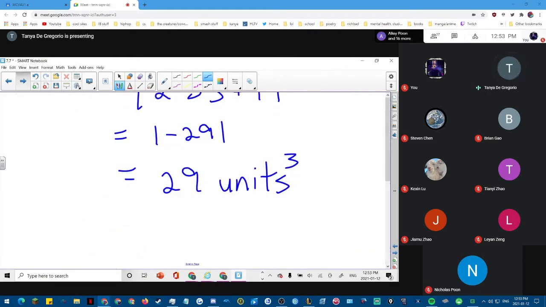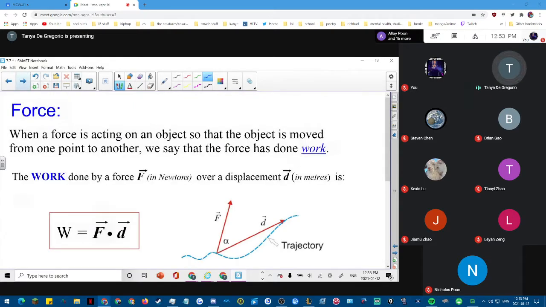Okay, let's keep going. So now we're back to forces. We're going to talk about work. And you should already know what work is, because when we learned the dot product, we defined work, didn't we? So let's take a look. It says here, when a force is acting on an object so that the object is moved from one point to another, okay, so there's the displacement, it's being moved, we say that the force has done work. Well, if you look at that definition, that's the same definition of the dot product.